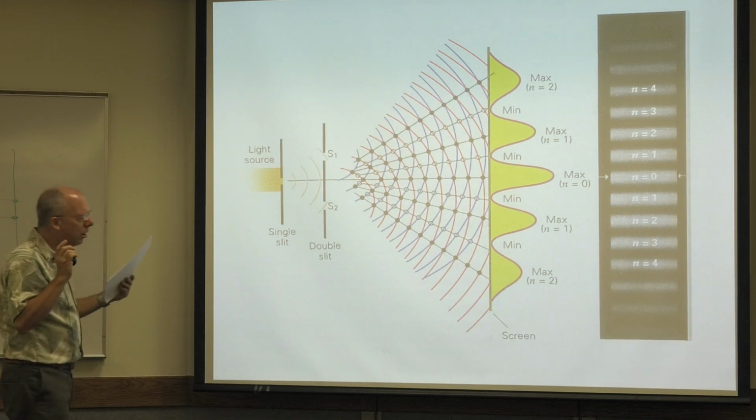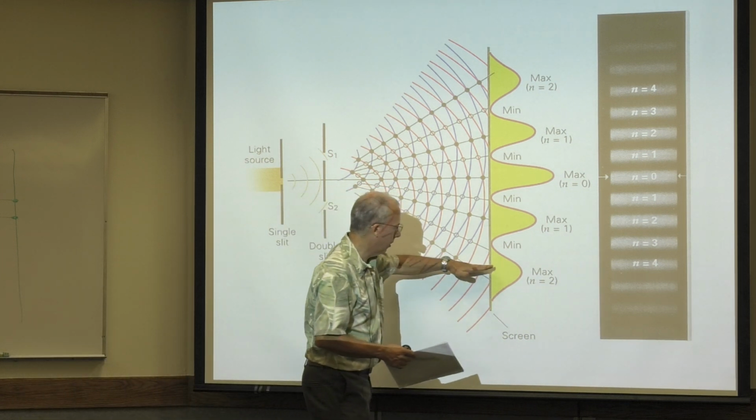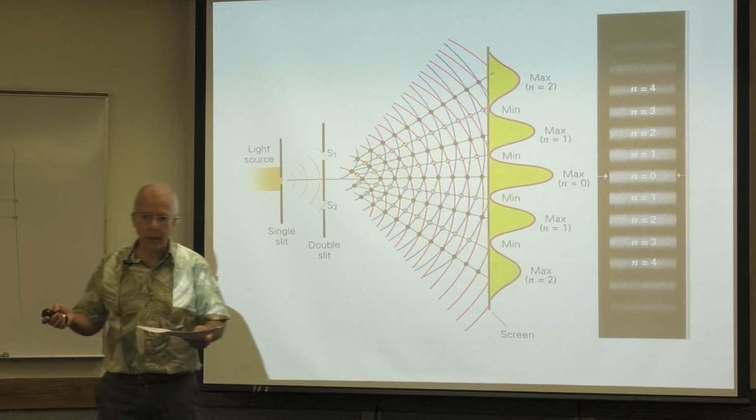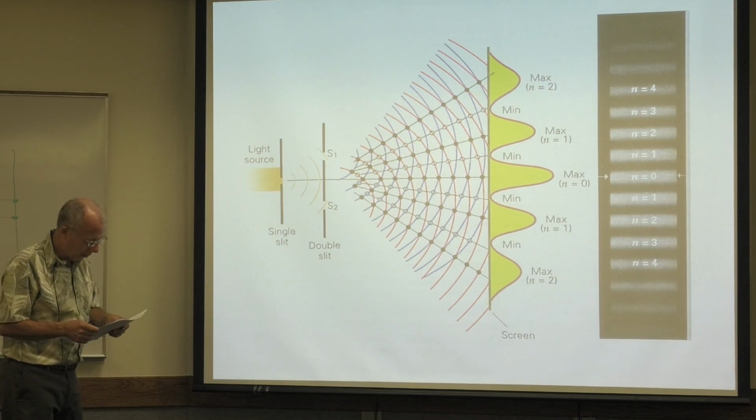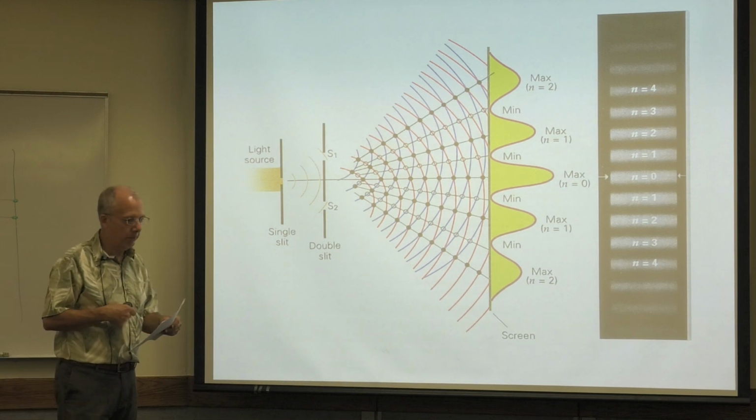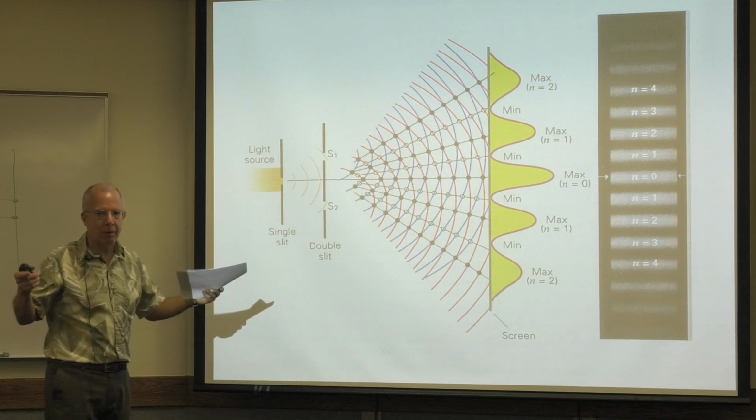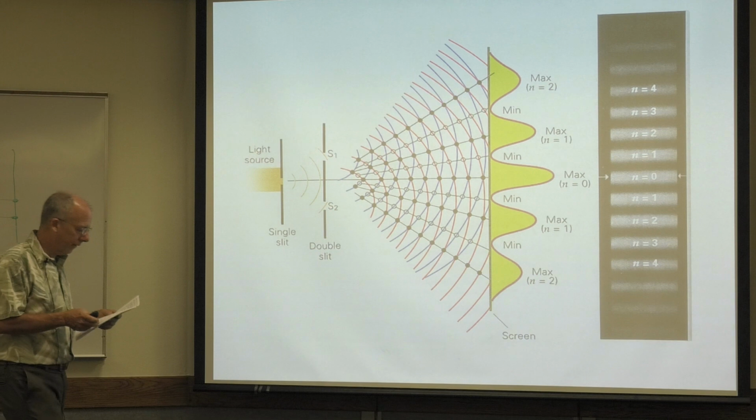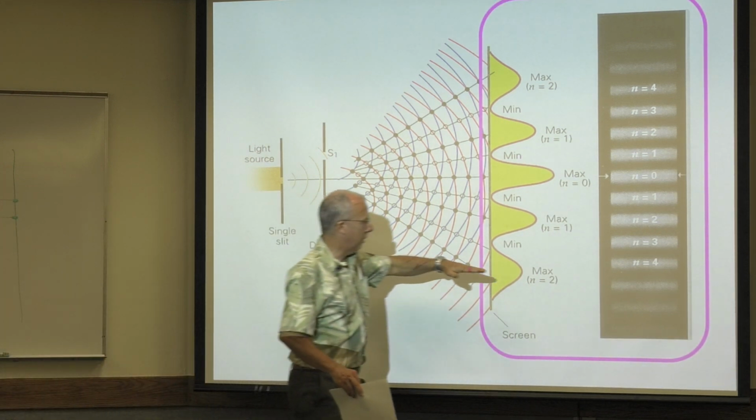So what we want to do is determine the positions of these maxes and mins. We want to use the laws of physics, use mathematics, and figure out where those are. And if our predictions agree with data, we feel good about it, right? We're right. Okay, that's physics. If your predictions agree with the data, you're right. So that's what we want to do, figure out the positions of these maxes and mins.